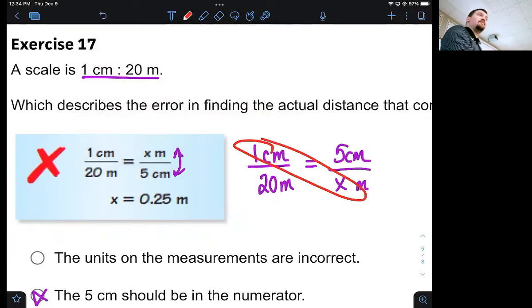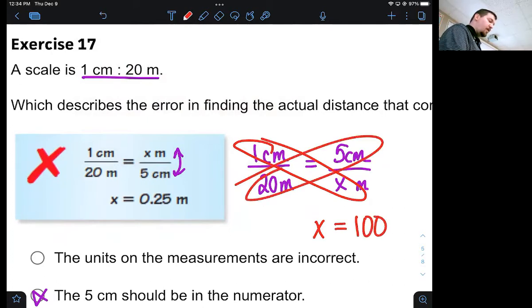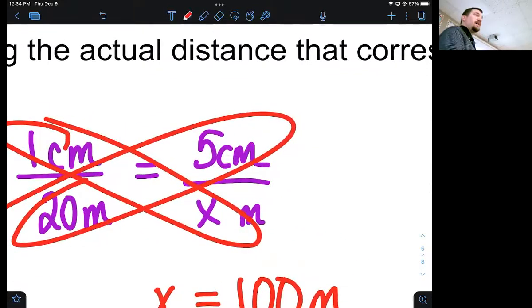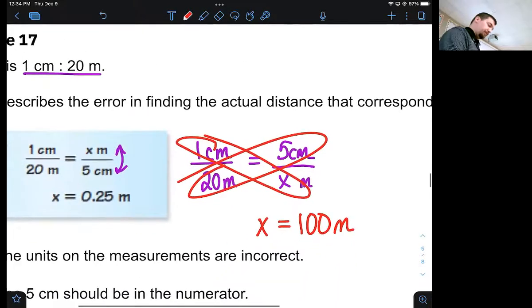100. 1 times x is just x. 20 times 5 is 100. And 100 is what label? 100 meters. And that's another reason why you should label your proportion, because I can tell you right there, the x has an m next to it. Now m stands for meters.